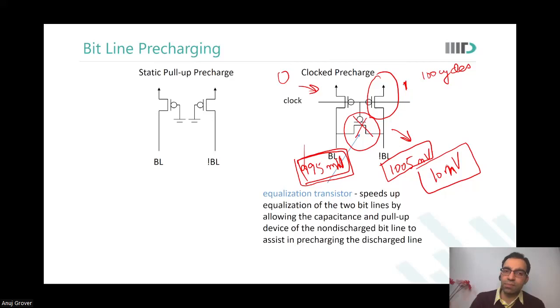If my supply voltage is VDD, then both of them will rise to VDD. Ultimately, why is that happening? 995 could ultimately be 5 nanoseconds later also, no? Yes, sir. But why is it not reaching VDD? I'm not able to understand why it is getting limited at 995.